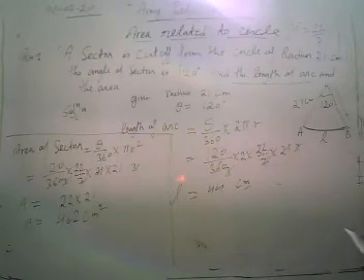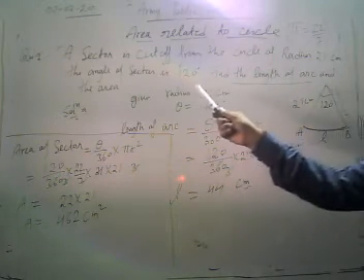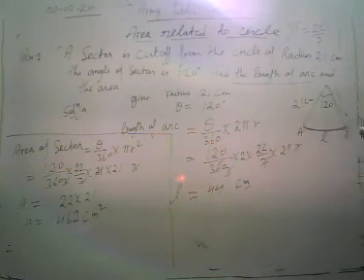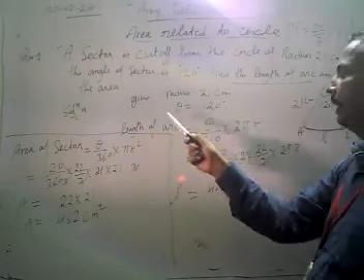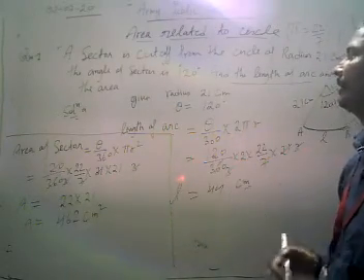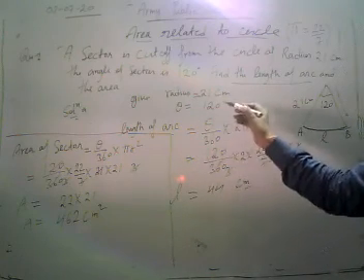We have given a problem. A sector is cut off from the circle of radius 21 centimeter. The angle of sector is 120 degree. Find the length of arc of sector and the area. Then we have mentioned our radius is equal to 21 centimeter. Angle is given 120 degree.